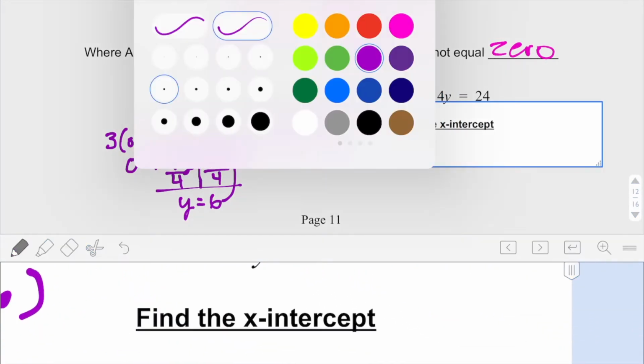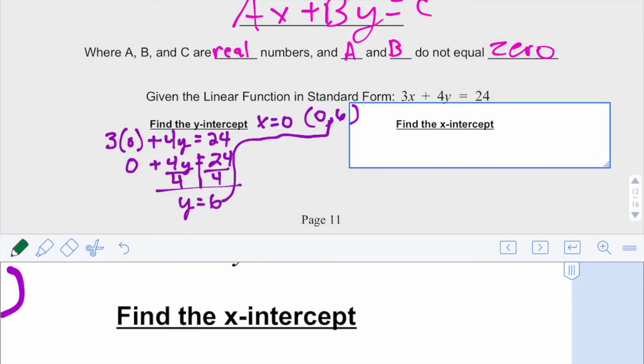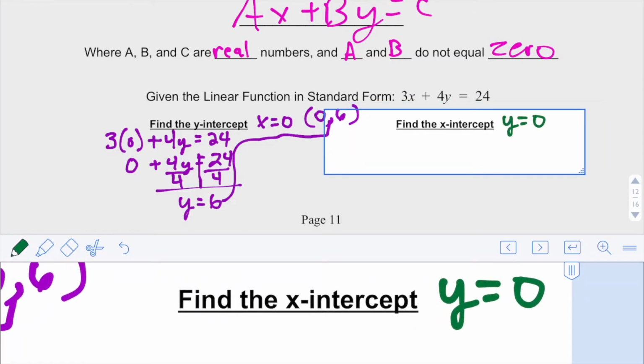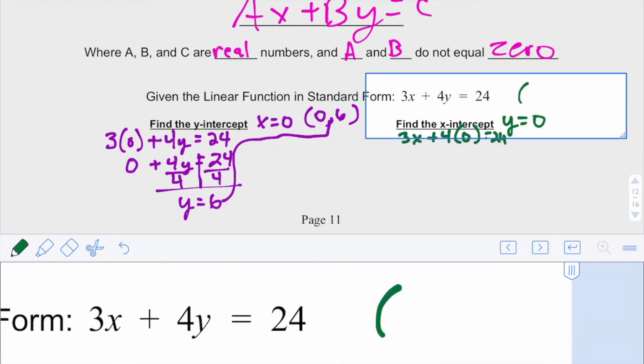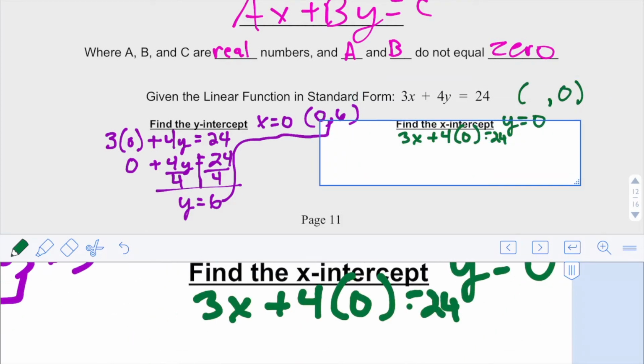Now to find the x-intercept, you do a similar thing. You plug in 0 for y and then solve for x. So again, I would take that equation, 3x plus 4 times 0, because I'm plugging 0 in for y, equals 24. And of course my point, my y is going to be 0, and I have to find my x value. I have 4 times 0, which is going to be just 0. So I'm going to have 3x equals 24.